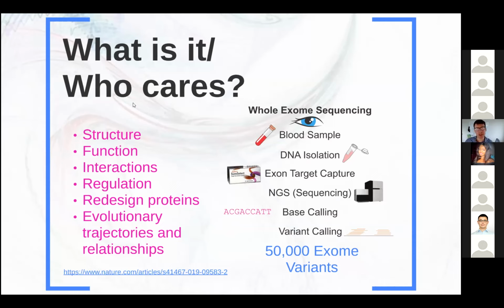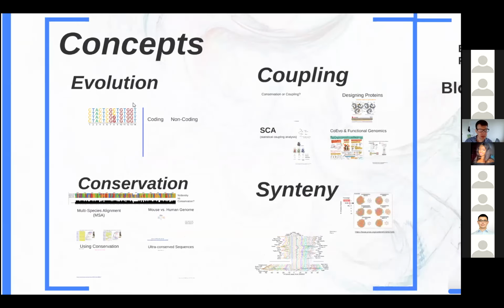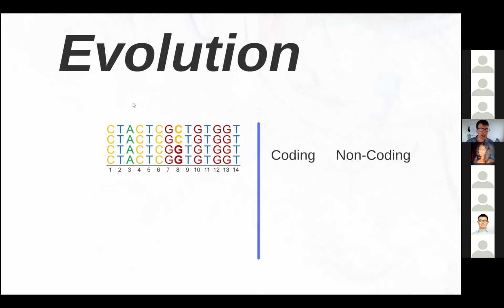Again, it's a tool that you guys already use and I think can use more. What we're going to talk mostly about today is the concepts, and then on Wednesday, we'll talk about some more of the applications. We're going to review some evolutionary ideas, talk about conservation, a little bit about synteny, and then go into a lot more detail on coupling and coevolution, which is where I think the real meat is. But it's hard to do this without chatting a little bit about evolution.